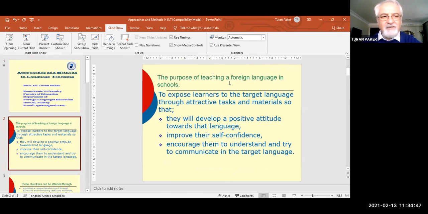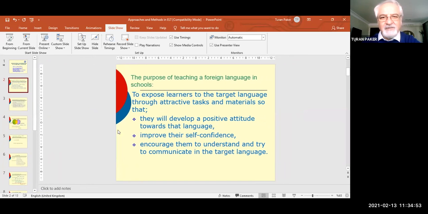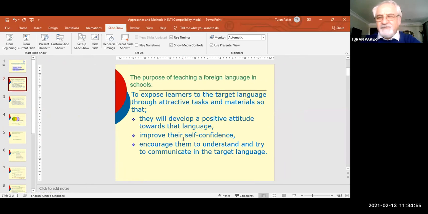Okay, now when we look at the purpose of language teaching, usually we come across this kind of expressions: to expose learners to the target language through attractive tasks and materials, so that they will develop a positive attitude towards that language, improve their self-confidence, and encourage them to understand and try to communicate in the target language.